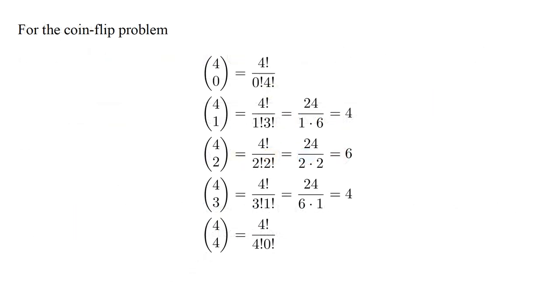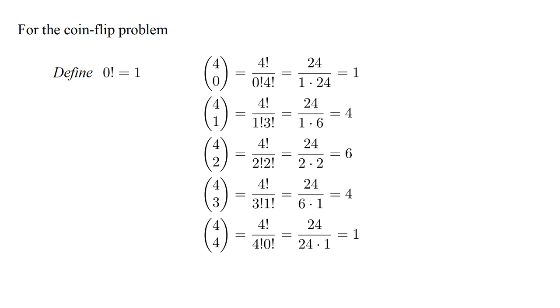Let's apply this result to our coin flip problem. Let n equals 4 balls represent the 4 coins, and the A balls in the box represent the number of coins that show heads. Then 4 choose A is the number of ways for A heads to show. For A equals 1, 4 choose 1 is 4 factorial over 1 factorial times 3 factorial, which equals 4, and so on.